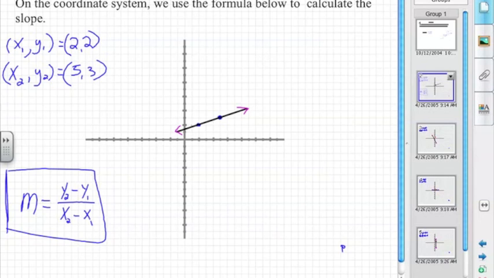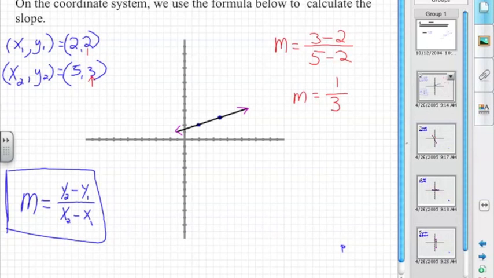coordinates. In our example, that translates into m equals y2 is over here, which is going to be 3, minus the other y coordinate, which is 2 right above it. And then we will have x2 on the bottom, 5, minus the other 2. So this is going to give us the slope of this line. So when we simplify this, 3 minus 2 is 1, and 5 minus 2 is 3. This translates into a slope of 1/3.